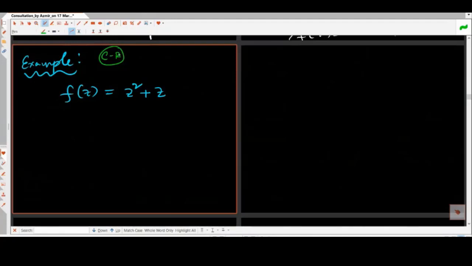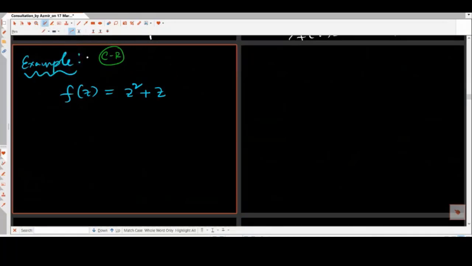Or the question will be, we have to check whether this function f of z is analytic or not. We can also say whether this function is holomorphic or regular or not. So we can think about it in many ways, but the steps are the same. So the first step is we have to find the real part and imaginary part of the function f of z.